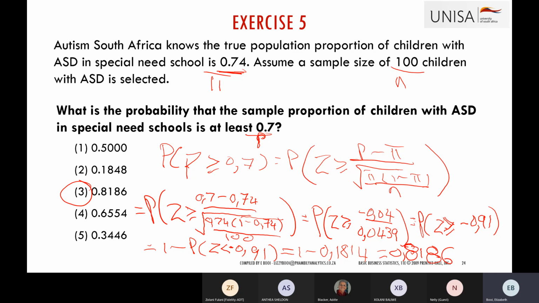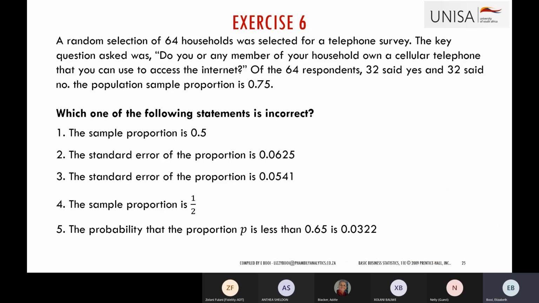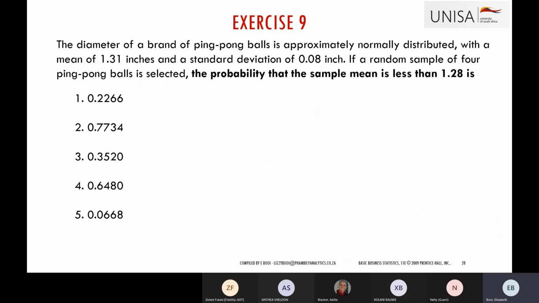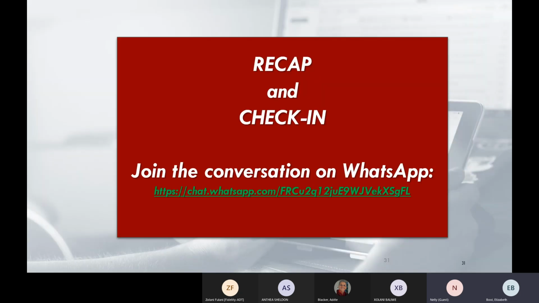I still don't have the link to post the notes, so I will share the notes on WhatsApp. Those who are not on the WhatsApp group and want to be part of it, the link will be on the notes. But I guess I will have to copy that and post it on the chat as well.